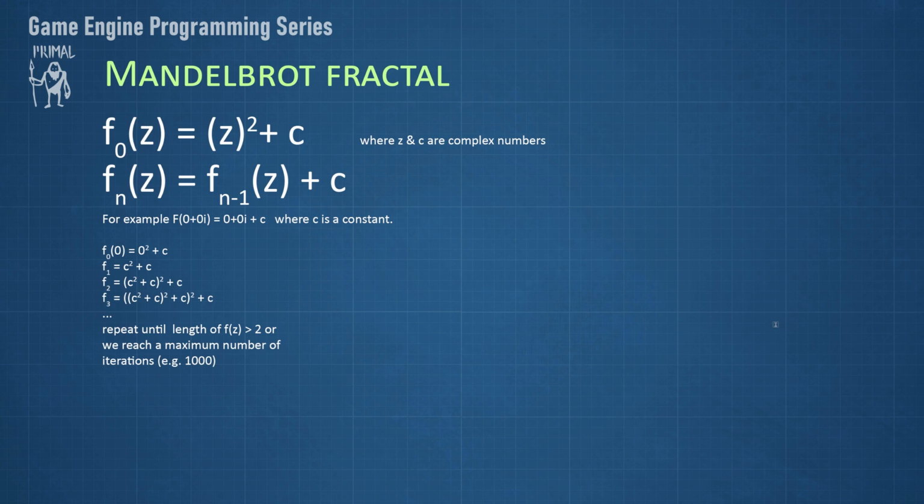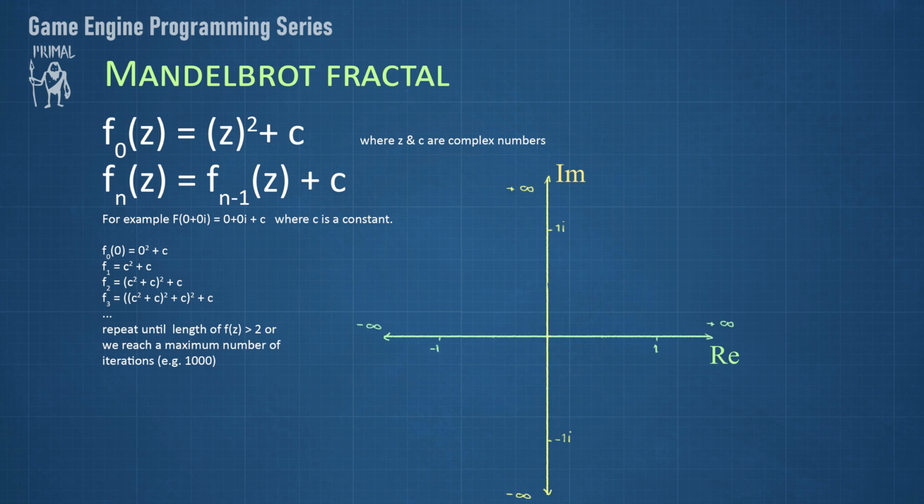Now let's generalize this function by using complex numbers. It looks pretty much the same, except z and c are now complex numbers. To evaluate the function series, we need to use complex addition and multiplication, which we just talked about. Plotting the result of each function on the complex plane, we see that for some values of c, the series will diverge to infinity, whereas for some other values, the series will either get trapped between a couple of values or converge to a finite value.